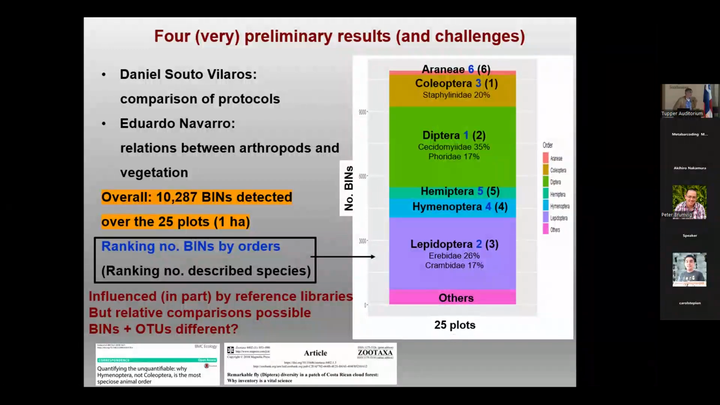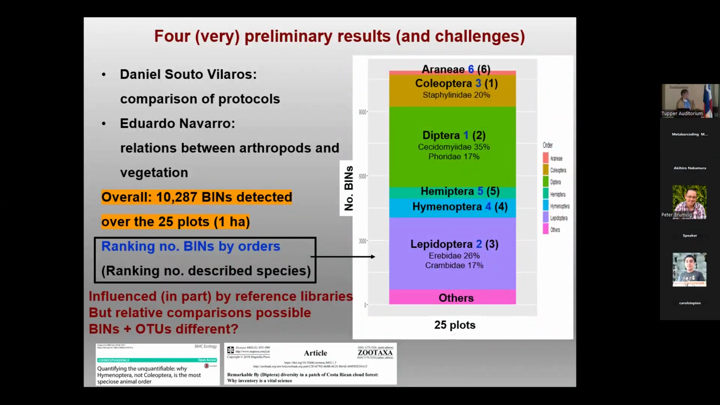There are many hints that people disagree with this. There is, of course, a bias in the description of those taxa, and probably either the Hymenoptera or even the Diptera actually have more species than beetles, which means that any of those three, the beetles, the flies, or the wasps, should be the main order that we expect to see in a tropical rainforest. But that's not the case.